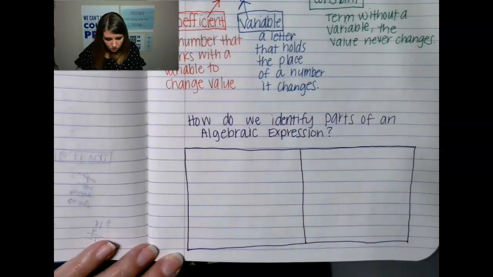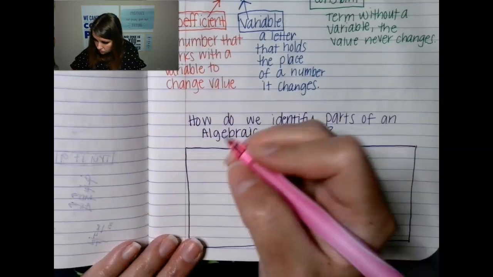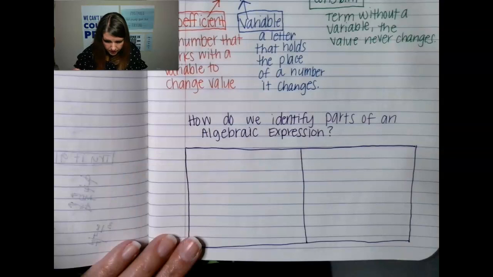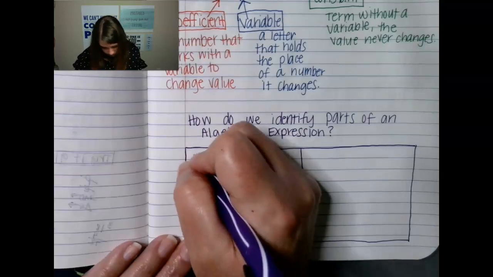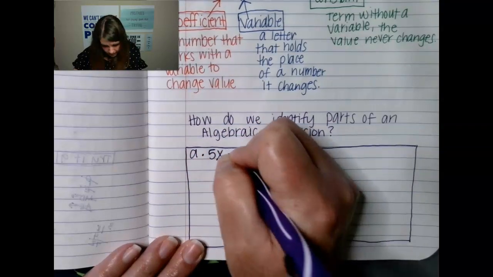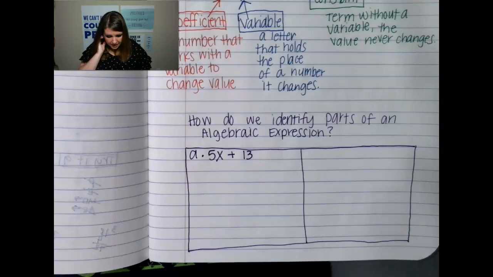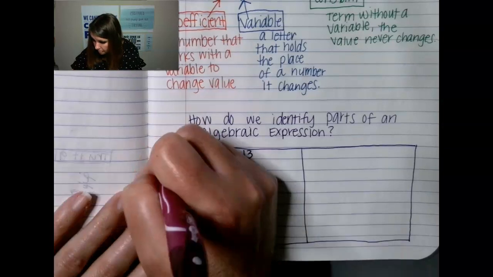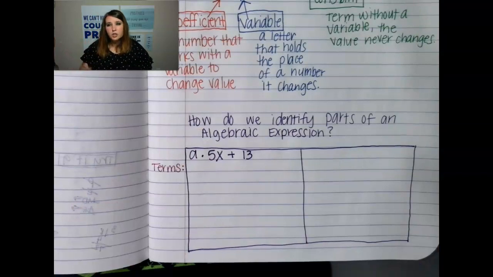Okay, and now the first example that we're going to look at is not with that color because we've already used that color and I don't want to make anybody confused. So let's go back to purple. All right, so our example is 5x plus 13. The first word that we want to look at is the word terms. So it says to list the terms.